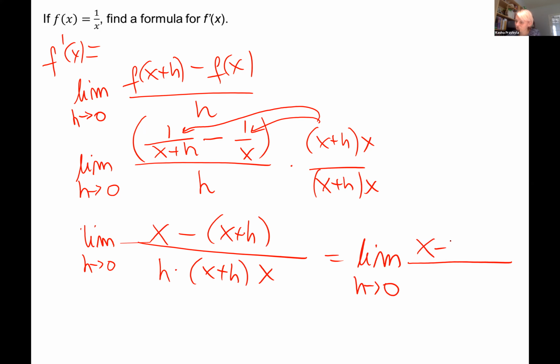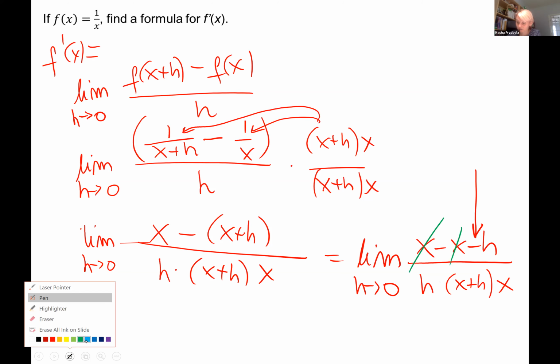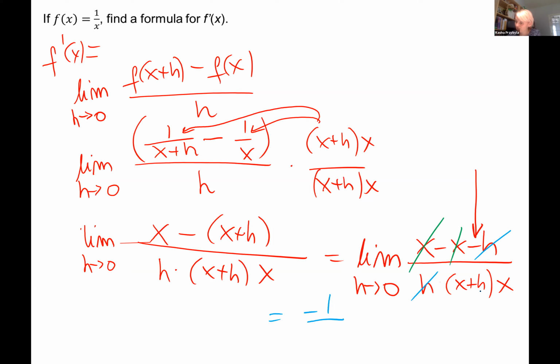I will distribute the negative. Remember this, because that was the mistake on the midweek quiz. A slightly different function, but also with the negative. Okay, and we can cancel out this. And now I can cancel out h. Right, I can cancel out h. And we do have a final answer: -1 on the top, h is 0, x times x is x squared.